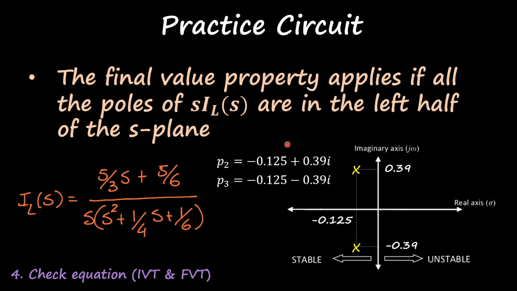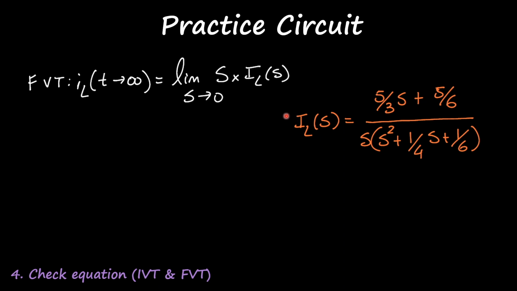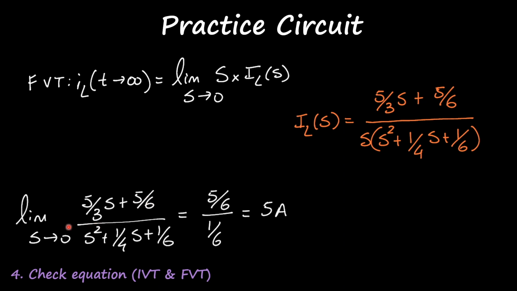So we're good to go and apply the final value theorem, which states that your final current is going to be equal to the limit of S going to 0 of S times IL of S. So this is my equation. I'm going to apply the limit with S going to 0, and notice that gives me 5 amps. Let's confirm that with the final condition of our circuit.